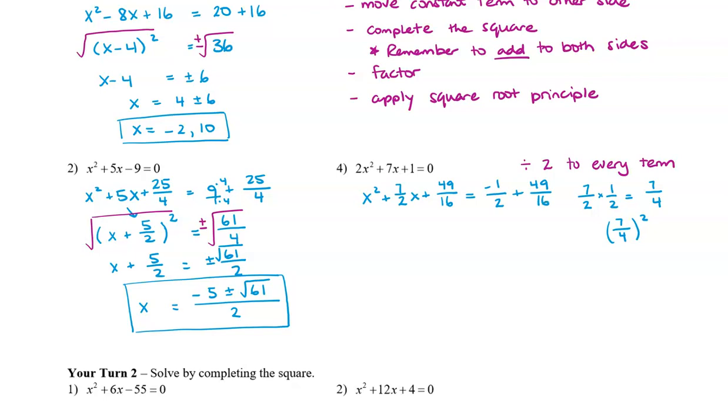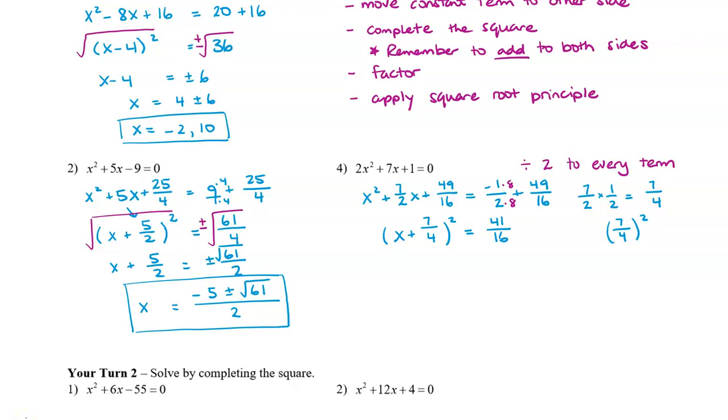All right, so now we're ready to factor. So we have x plus 7 over 4. Remember, it's going to be half of 7 over 2. So this will be squared. And I need to get the common denominator on the right side. So I'm going to times by 8. So I have negative 8, which is negative 1 times 8. So negative 8 plus 49, which equals 41 over 16.